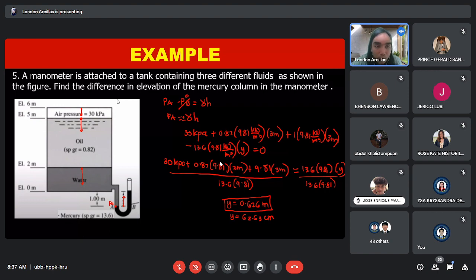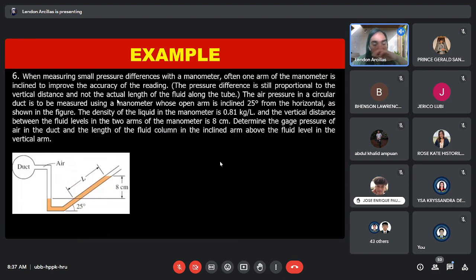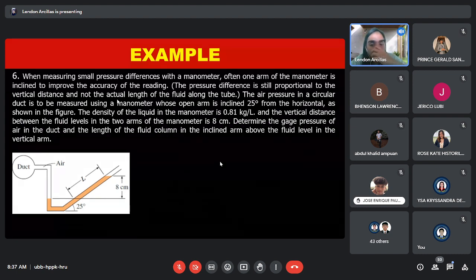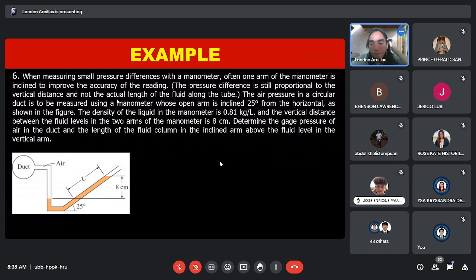The last example for pressures, this one. Binigyan tayo ng incline. Okay? When measuring small pressure differences with a manometer, often one arm of the manometer is inclined to improve the accuracy of the reading. The pressure difference is still proportional to the vertical distance and not the actual length of the fluid along the tube. The air pressure in the circular duct is to be measured using a manometer, whose open arm is inclined to 25 degrees from horizontal, as shown in the figure. The density of the liquid of the manometer is 0.81 kilogram per liter. So, ang binigay na dito is density pa lang.